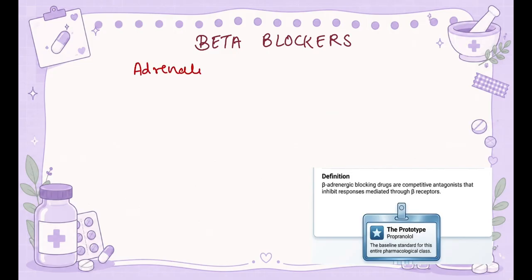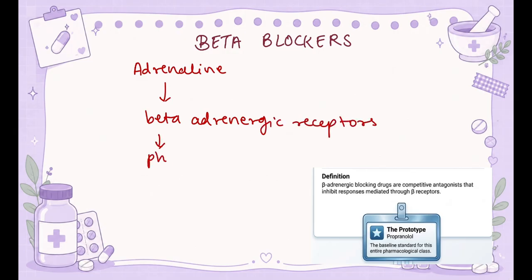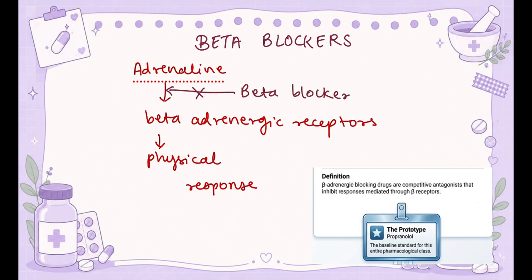Your body naturally produces agonists, like adrenaline. These agonists seek out beta-adrenergic receptors. They bind to them to trigger a physical response. Beta blockers fight against these natural agonists. They compete to occupy the exact same receptor site.